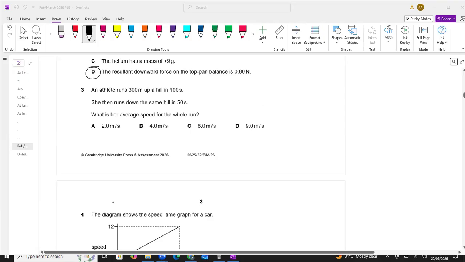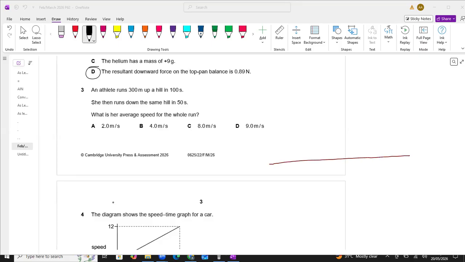In this question, they are saying an athlete runs 300-meter up a hill in 100 seconds. So now, students, suppose that, let me draw the hill here. This is a hill, and the athlete is running in the upward direction, and the distance is 300-meter. The athlete will take 100 seconds to run on this hill. Now she then runs down the same hill in 50 seconds. So now the athlete is speeding up basically.